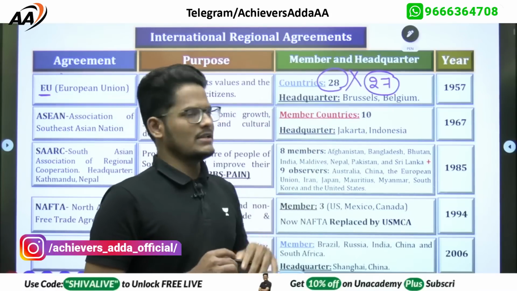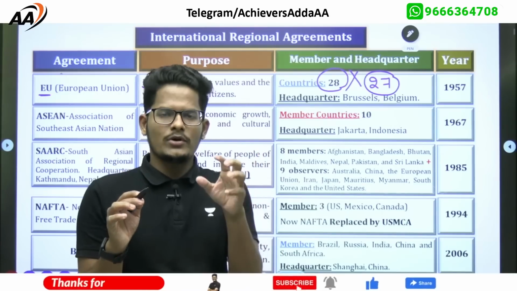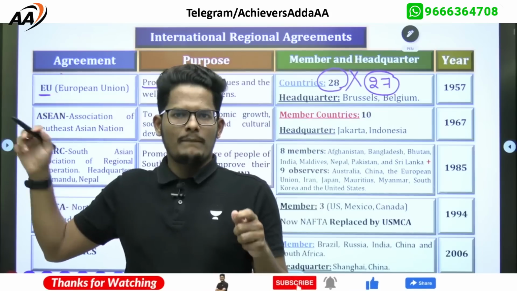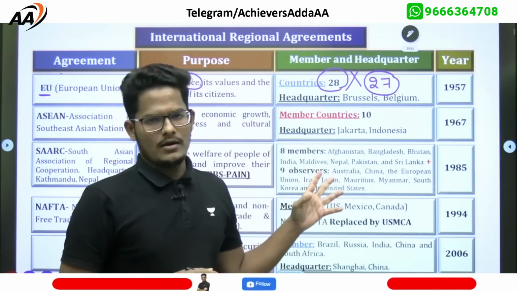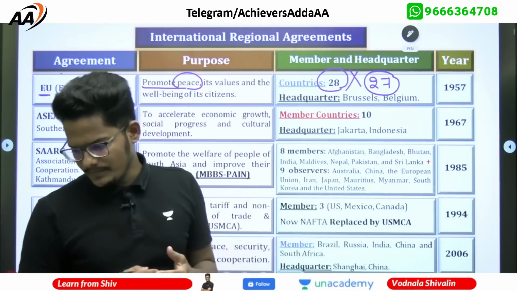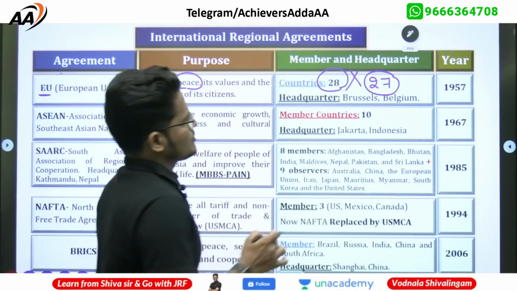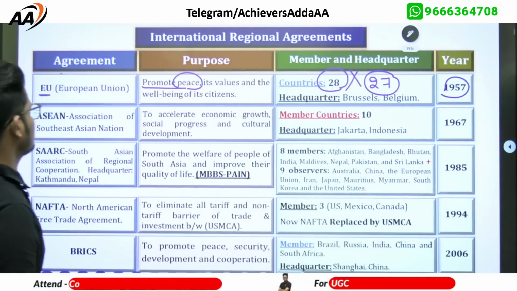Headquartered at Brussels, Belgium. Recently Ukraine submitted an application to be included under the European Union, but that application is kept pending due to the Ukrainian-Russian war. The origin of the European Union is in 1957.